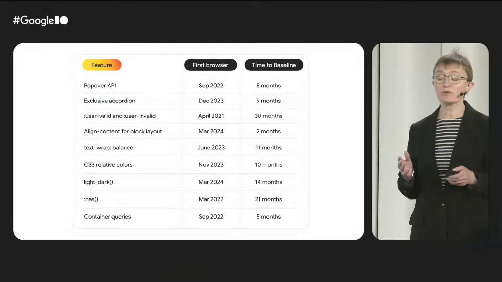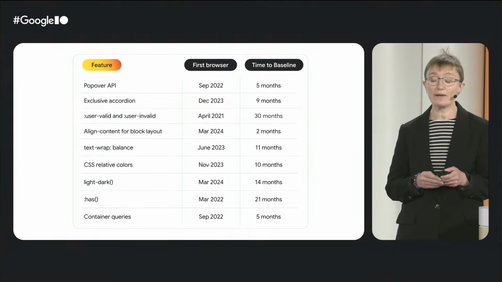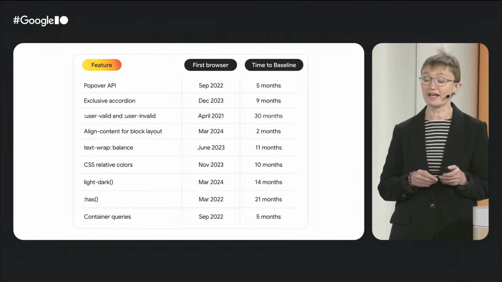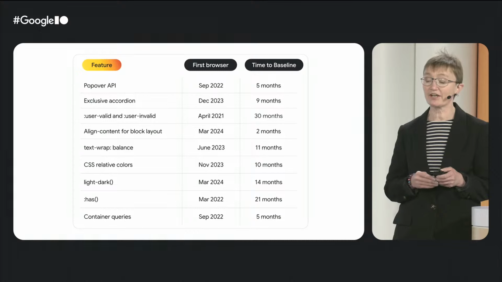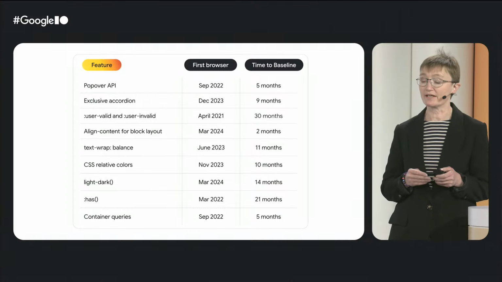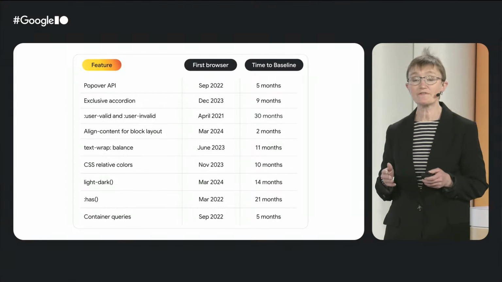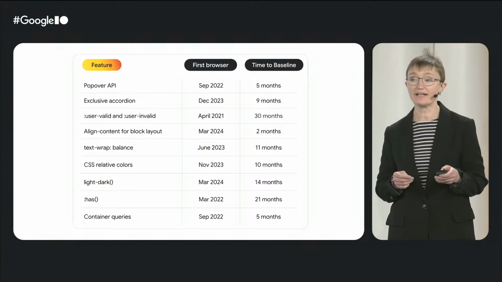I could have picked from a large number of features to make the same point, and I'll share some more later in the talk. But we can just take a quick look. These are some of the features that were mentioned in the latest in Web UI talk at last year's I/O. So many of those features were new to Chrome, were mentioned at I/O last year, and they're now baseline. There's some outliers, but a lot of things become baseline in under a year.